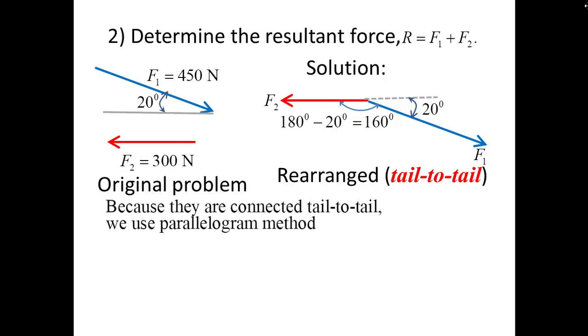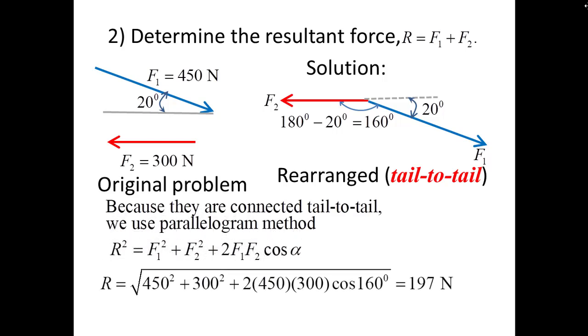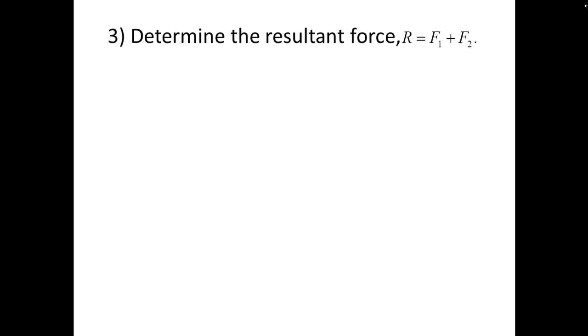Because they are connected tail to tail, we are going to directly use the parallelogram method of vector addition. Upon direct substitution, we get 197 newtons. Alternatively, if we are asked to use the triangle method rather than the parallelogram method, I'm going to use the same problem, but this time the triangle method is going to be employed.